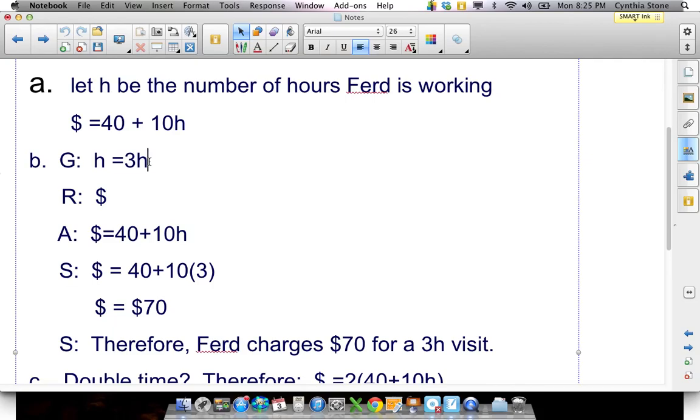Second H was sort of unnecessary. We're looking for how much money he charges. So I'm going to apply this formula. I'm going to substitute in 3 for H. That's all this is. Just instead of writing H, I'm writing 3.